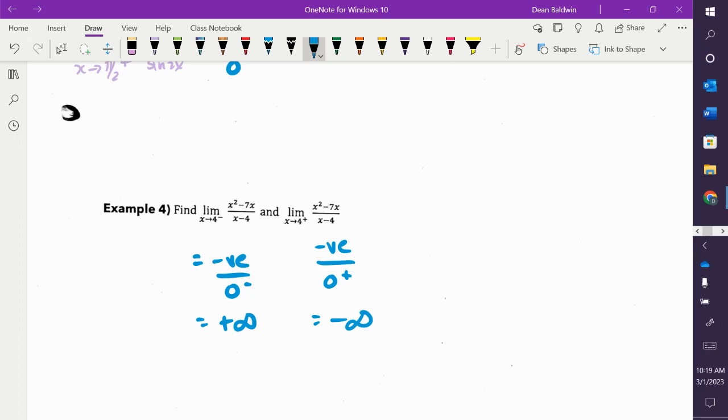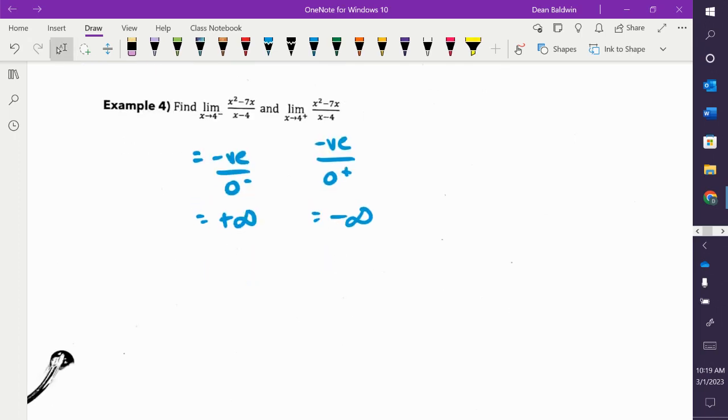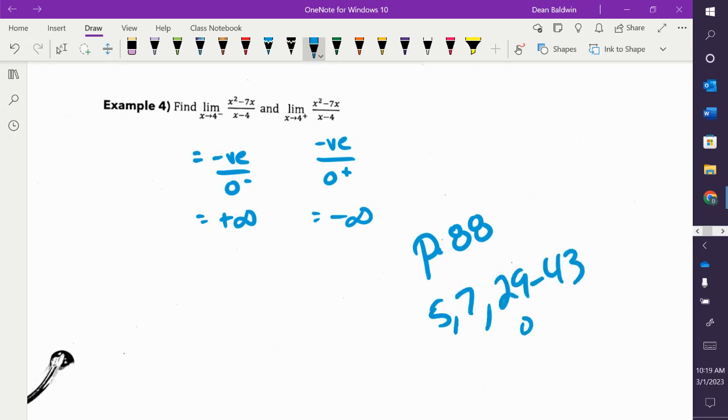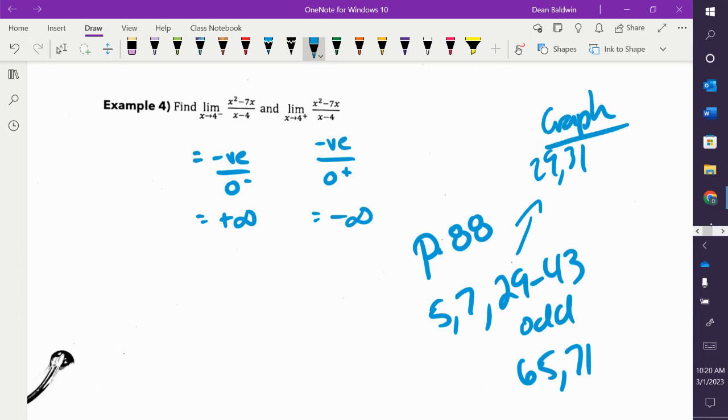Here's some questions. We're not quite done. We'll finish it tomorrow. It won't take very long. I'll give you a big review package tomorrow, and then limits are over. Page 88, 5, 7, 29 to 43 odd, 65, 71. For 29 and 31, it says graph them. You don't have to if you don't want to. But you can always use Desmos to check your limits. I'll do the limits as x goes to infinity tomorrow. Yeah. There's a couple things left, and I'll do that quickly. Sorry I went so fast and I talked too much.